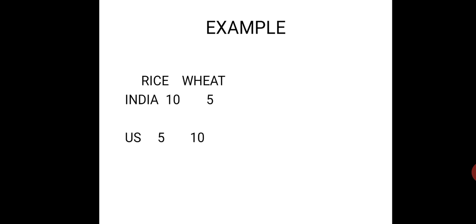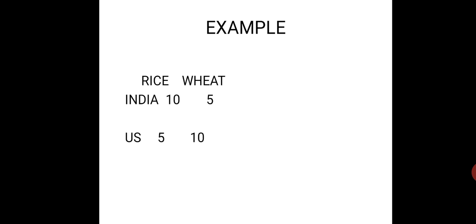There are two countries involved, India and US. There are two commodities involved, rice and wheat. This matrix shows that India can produce 10 kg of rice and 5 kg of wheat, and the US can produce 5 kg of rice and 10 kg of wheat with the available resources in their country. So this is the matrix given for two countries and two commodities when they indulge in international trade. It clearly shows that India has an upper hand in the production of rice and the US has an upper hand in the production of wheat.